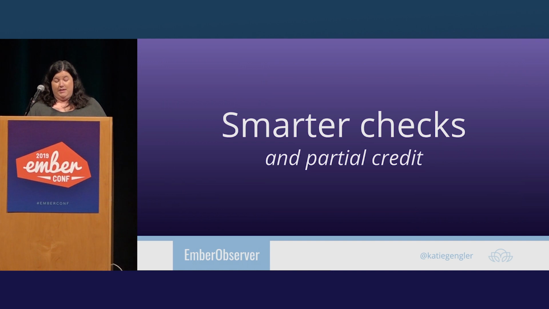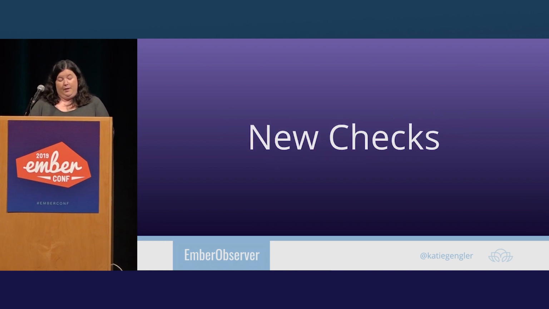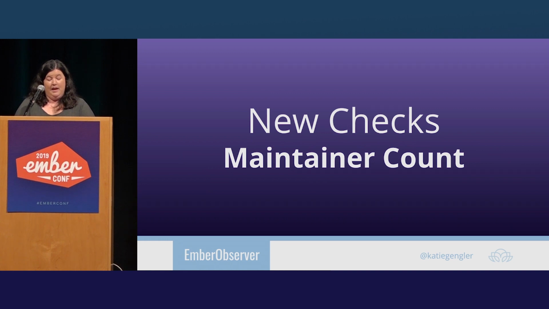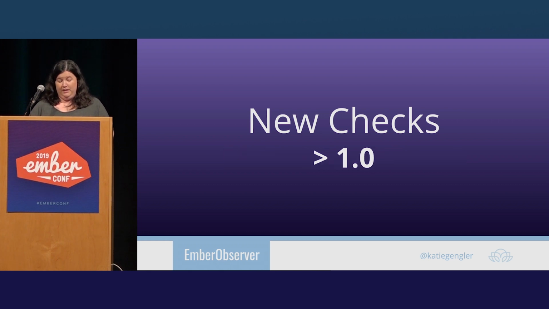I was able to change some of the existing checks to be more sophisticated and give partial credit. For example, now as you have more GitHub contributors, you get more credit, and I went with the average number of GitHub contributors for full credit, which is 5. I added some new checks, and this is the real fun part. I explored adding a check for a non-default description. It's very lightly weighted; I just wanted to encourage add-ons to update that. I added a check for having more than one maintainer on NPM, to ensure an add-on didn't have a bus factor of 1 for publishing. And I added a lightly weighted check for being at least 1.0.